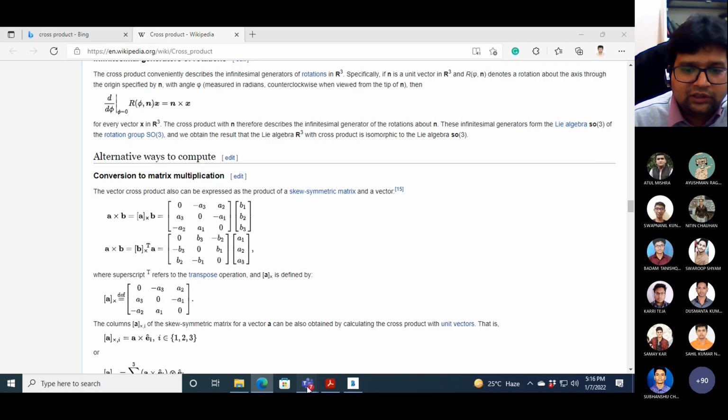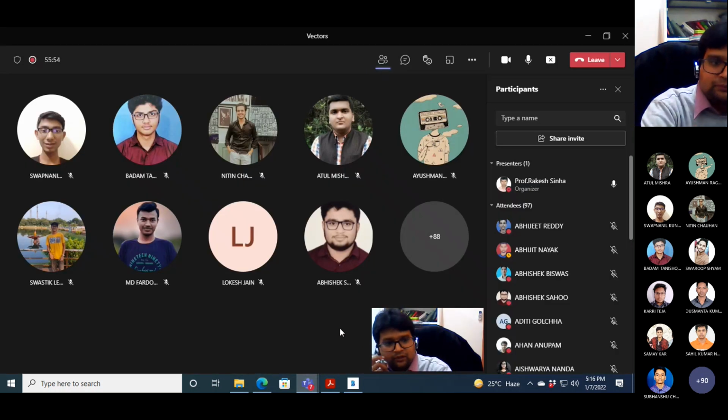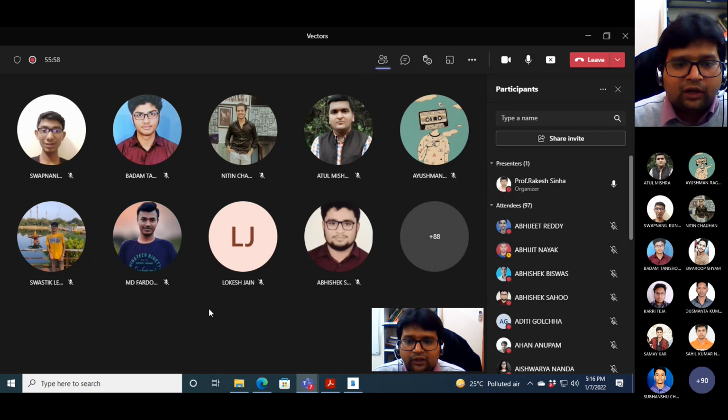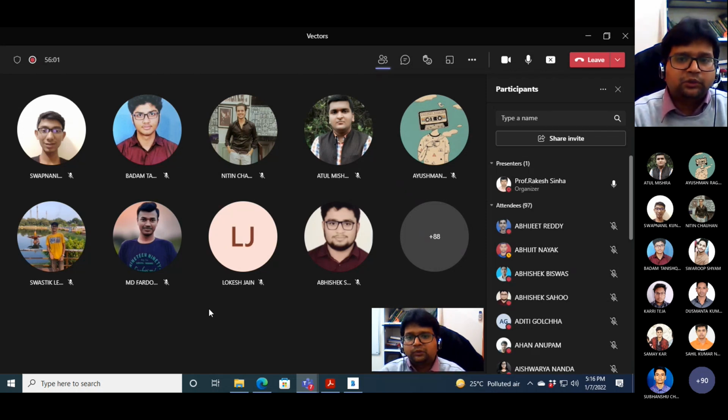So you can see it is skew symmetric, and if you multiply them, you get the cross product. We will discuss this in the next class, because time is up for this class. In the next class, I will discuss how this cross product comes about, and how using matrix multiplication you can also do the cross product of any two vectors. Okay, goodbye for now. See you in the next class.